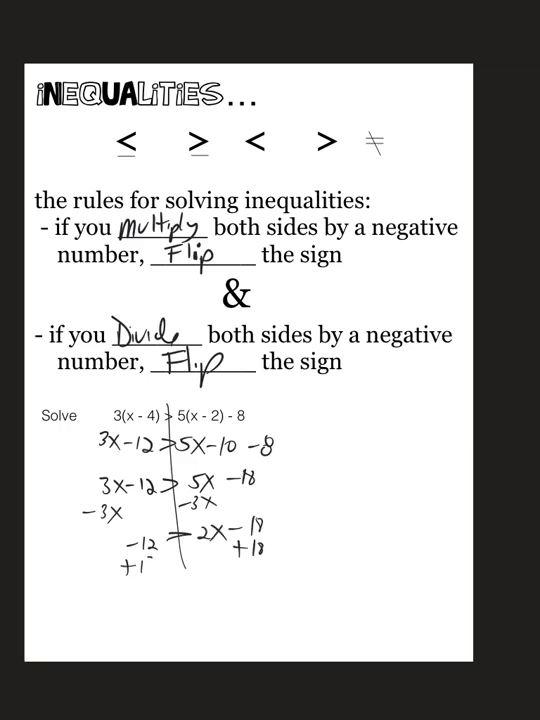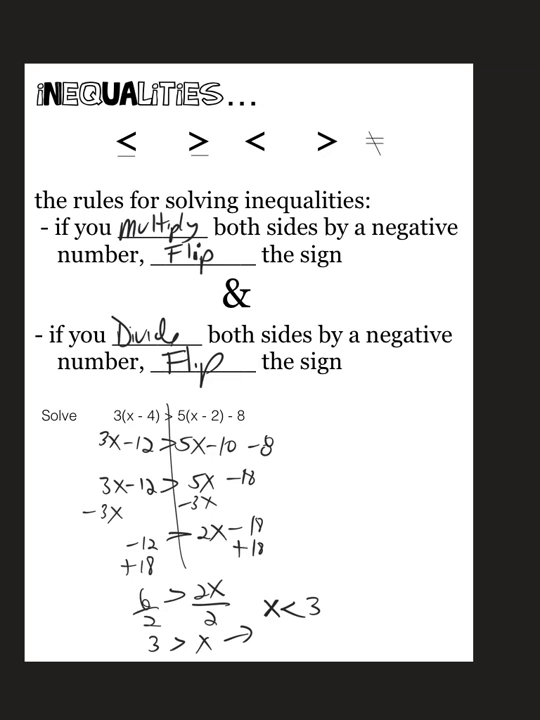Get my x on one side, get everything else on the other side, divide both sides by 2, and then that gives me 3 is greater than x. I can rewrite this if I want to with x being the start of it, as long as my sign is opening up to the proper side. So 3 being greater than x is the same thing as x is less than 3.